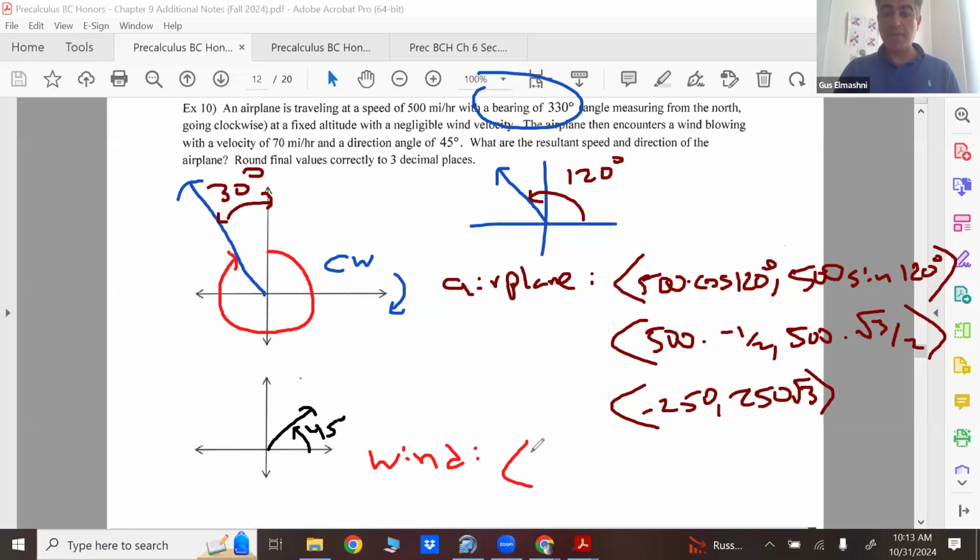So the magnitude is 70. And times cosine. I'm sorry, say again, Thomas? No, because it said direction angle, they didn't say bearing.